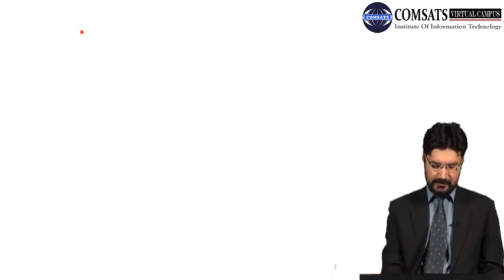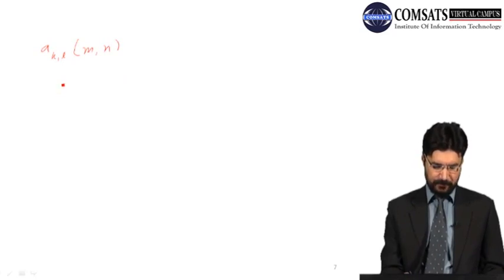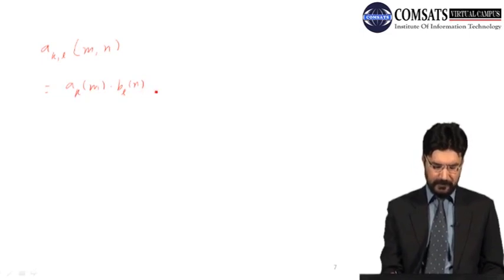Now we know that the transformation matrix which is represented by a matrix A, or we have represented this as A_KL, which is M and N. So we can say that this is separable in a way that it can be represented in the form of A_KM dot B_LN, or equivalently we can also say that it can be in the form of A_KM dot B_LN.